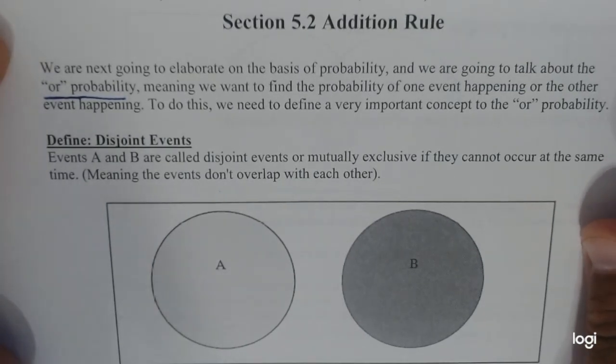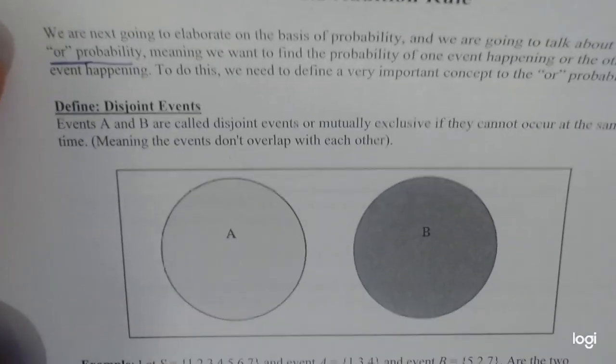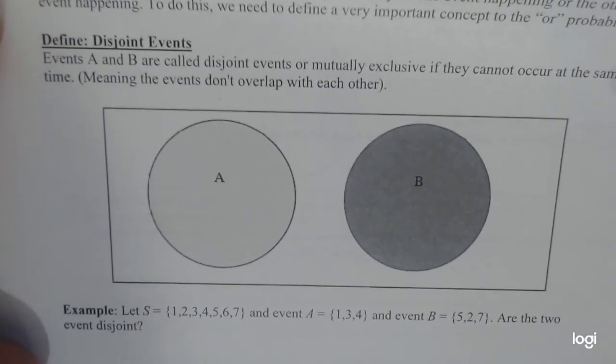The easiest examples when it comes to the OR probability are counting cards or betting. But for this one, we have to define a couple of things. The first thing we have to define is something called disjoint events.